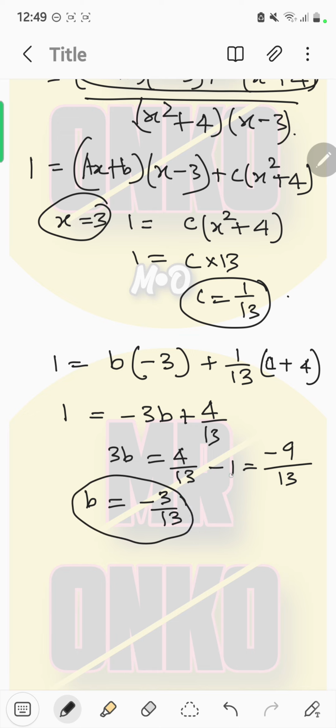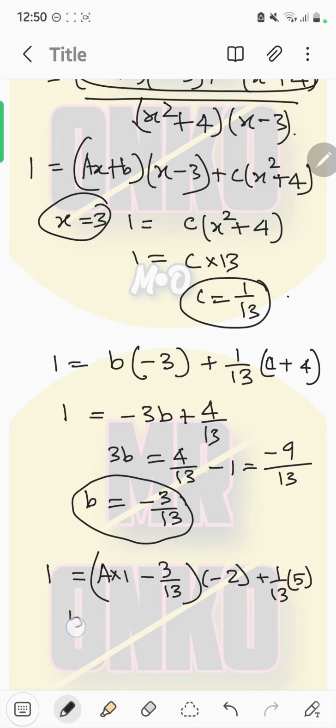Now put the values of b and c here, and we will get the value of a. So if we put x equals 1, we get 1 equals a into 1 plus b, that is minus 3 by 13, into (1 minus 3), that is minus 2, plus 1 by 13 into 5.